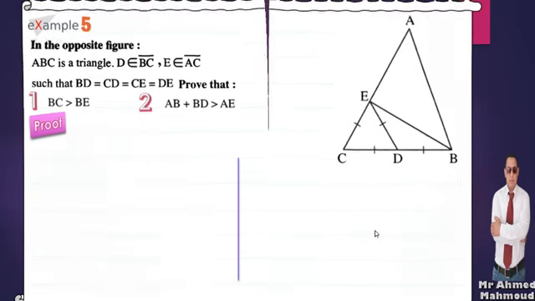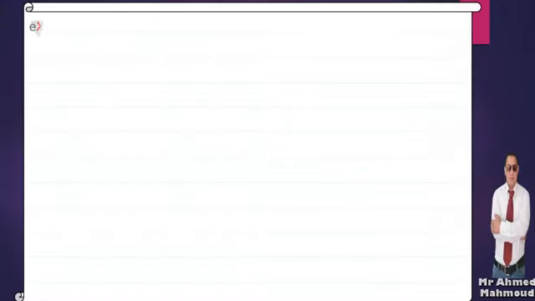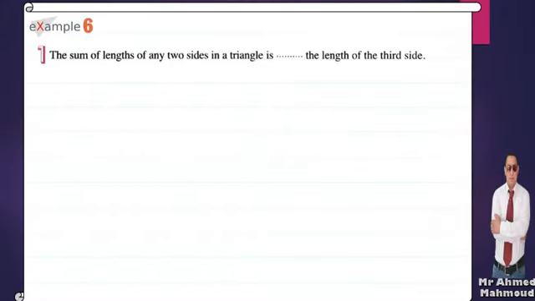The next example, in this example, complete the following. Number one, the sum of lengths of any two sides in a triangle is bigger than the length of the third side. We can write this, or we can write bigger than literally.